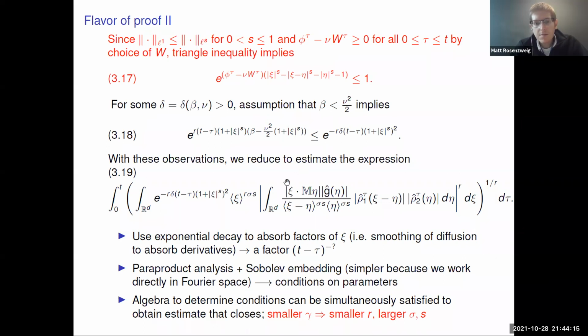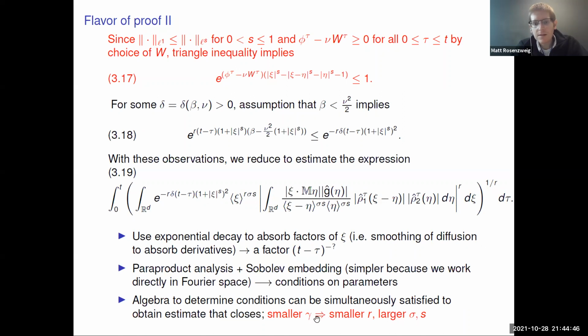To actually estimate these expressions, you need to do some paraproduct analysis and some Sobolev embedding. It's simplified by the fact that we work directly in Fourier space. And this is going to give you some conditions on all these parameters that I have floating around: R, sigma, s, gamma, the dimension, and so on and so on. And then you need to do a bit of algebra. I think this is the most involved part, to actually determine that you can satisfy all of these conditions simultaneously and obtain an estimate which closes.